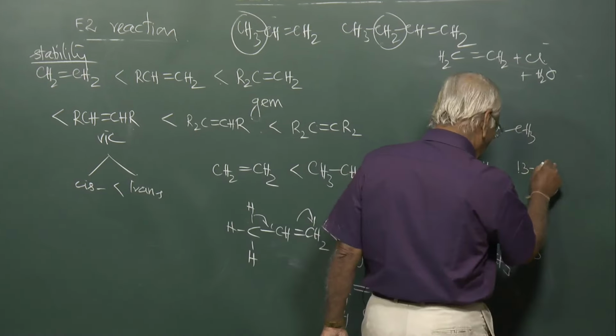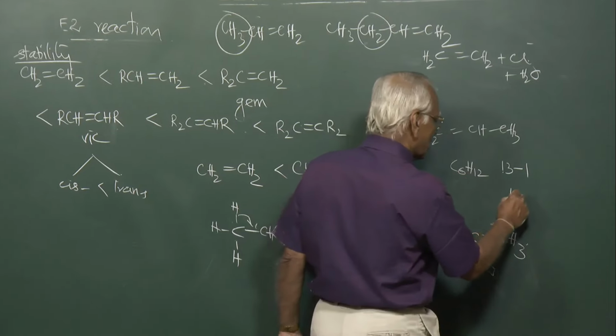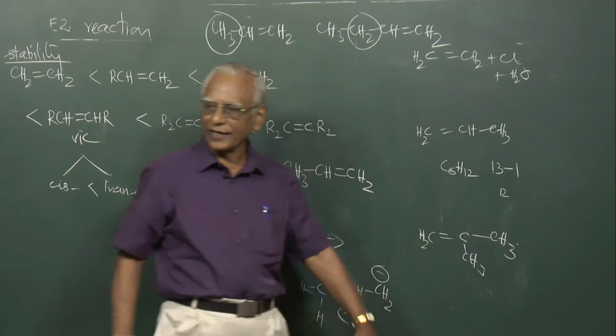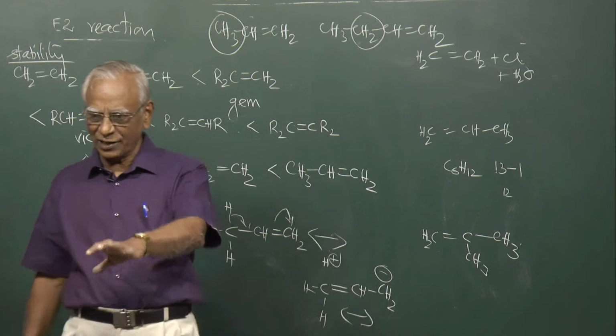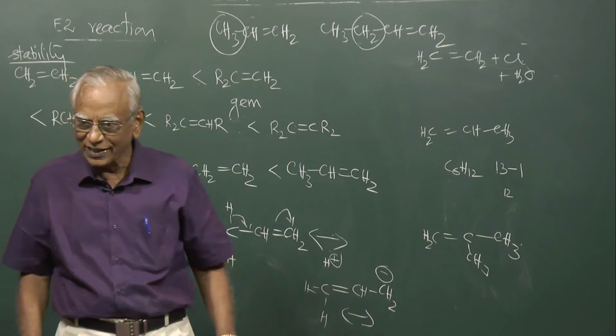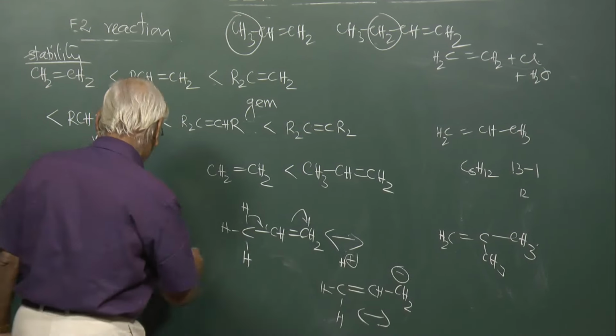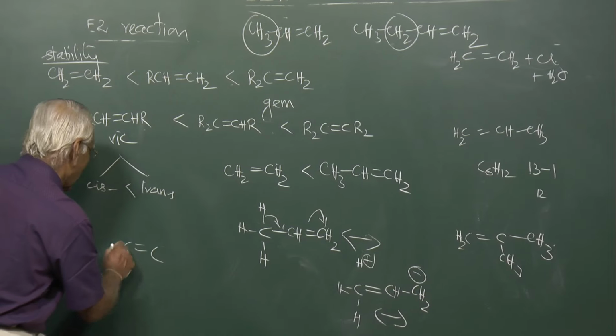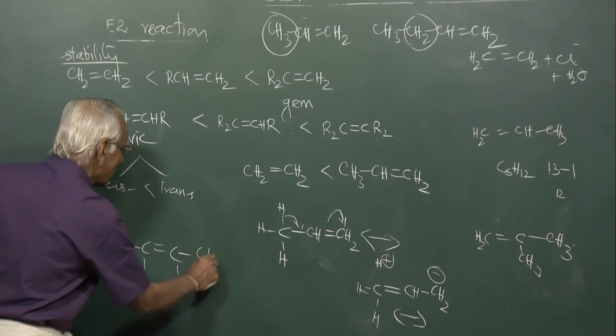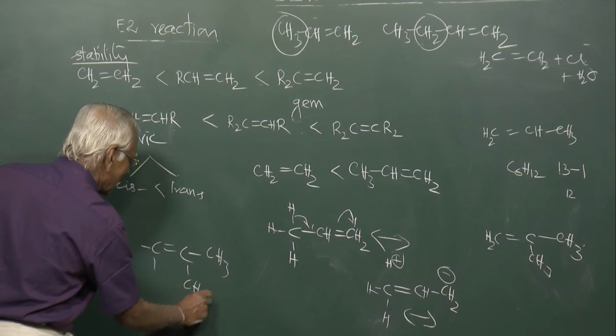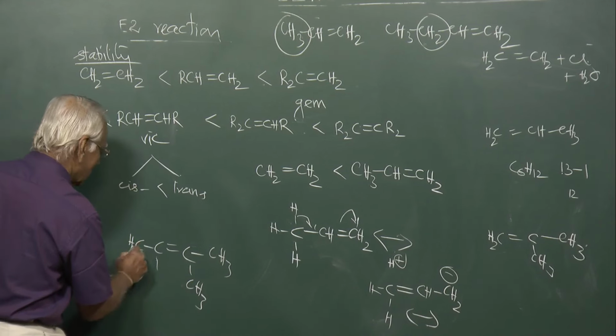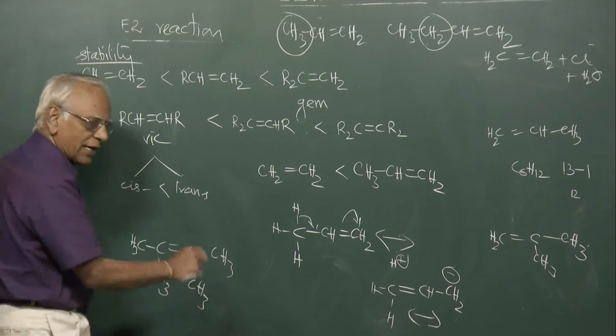Therefore, minus 1, the original neutral structure, there should be 12 alpha hydrogen atoms. The 12 alpha hydrogen atoms should be present as 4 methyl groups. So, you put a carbon-carbon double bond and put 4 methyl groups. This is the only way of assigning the methyl groups. And this was one of the IIT questions earlier.